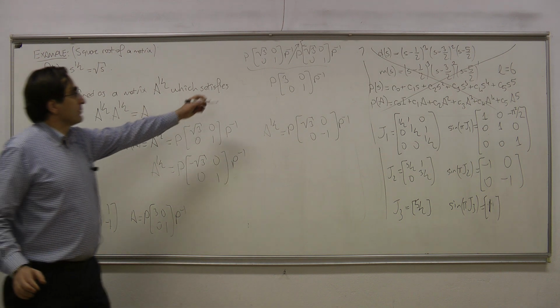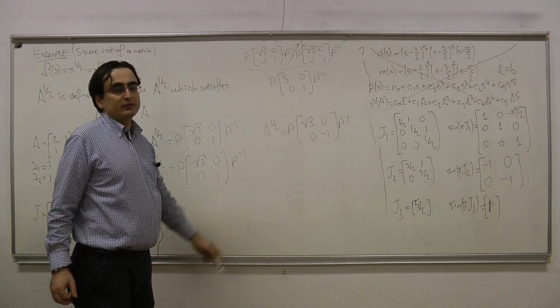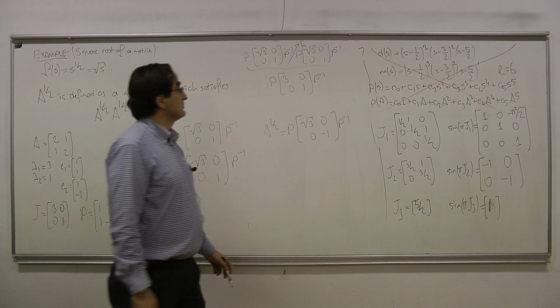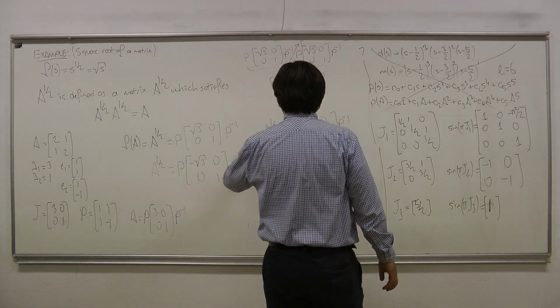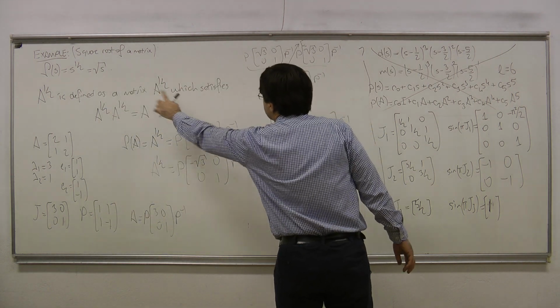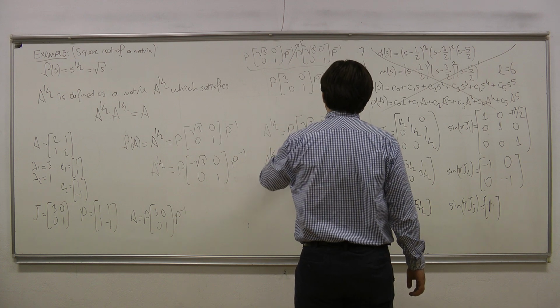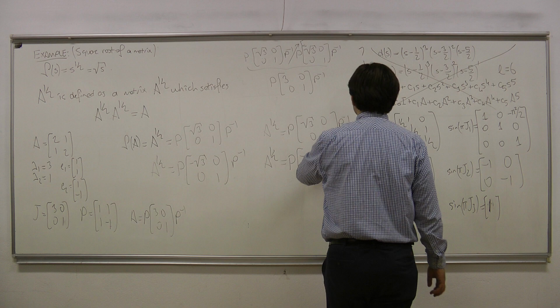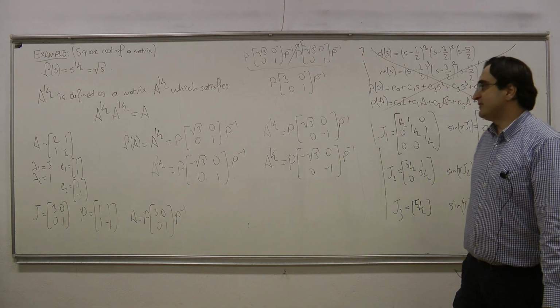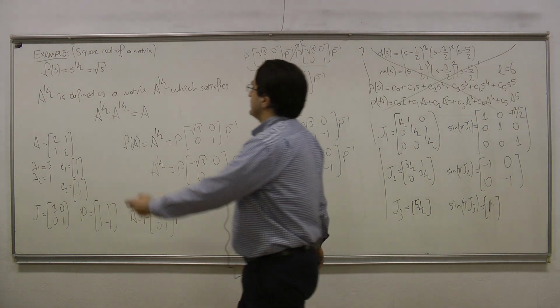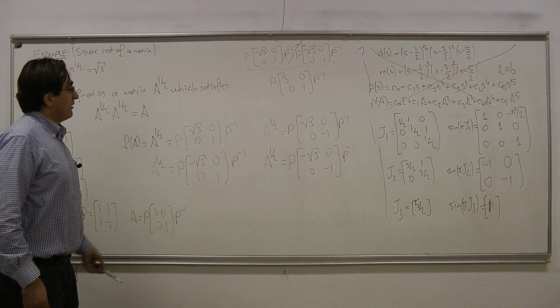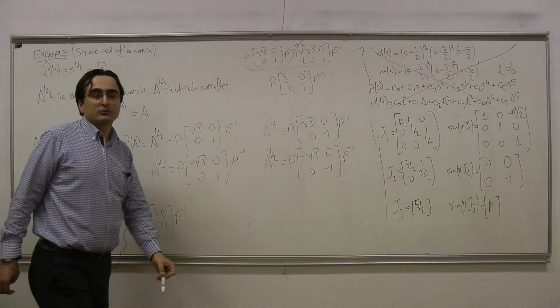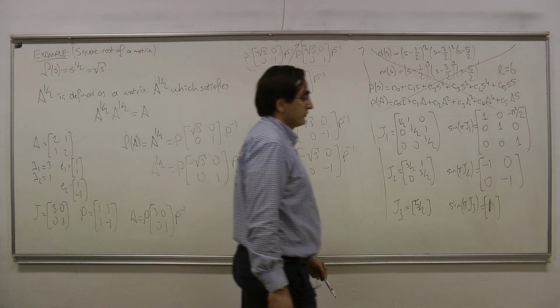What happens if I make both square root 3 and 1 negative? Okay, at the same time. So a fourth square root, according to the second definition, would be P times minus square root 3, minus 1, 0, 0, P inverse. So we see here that, according to this square root definition, there are actually 4 different square roots of this matrix.